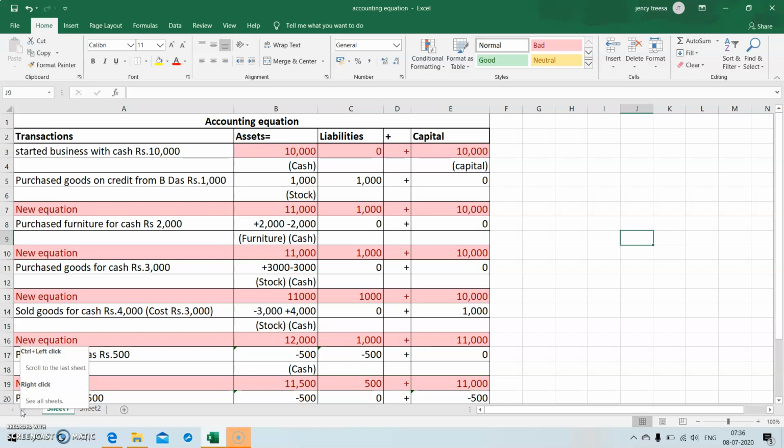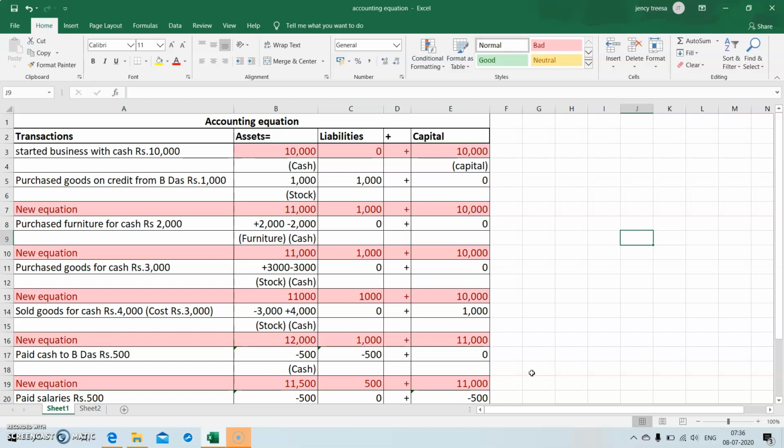The first transaction is started business with cash rupees 10,000. That is, 10,000 is the amount that the proprietor is introducing into the business. He is bringing that in the form of cash. So it is clearly mentioned that he started business with cash rupees 10,000.